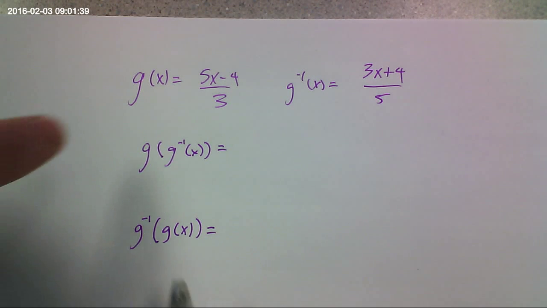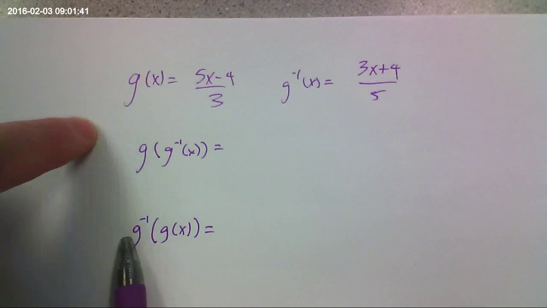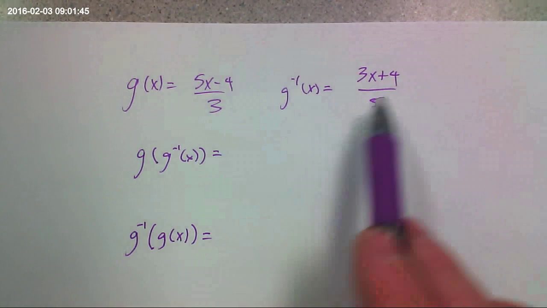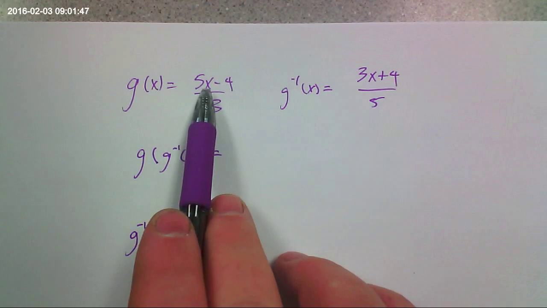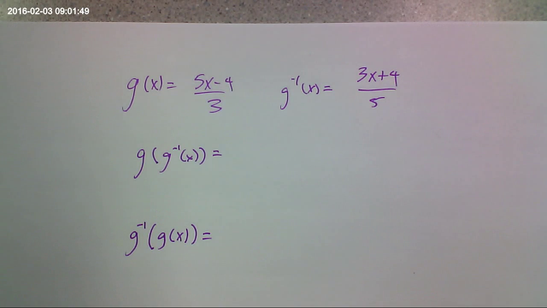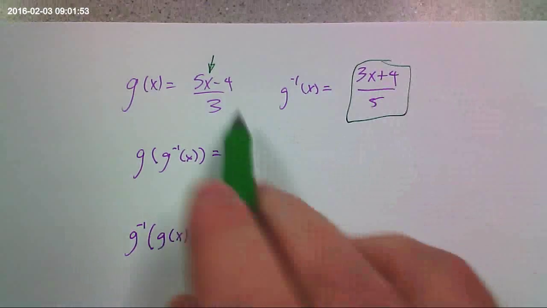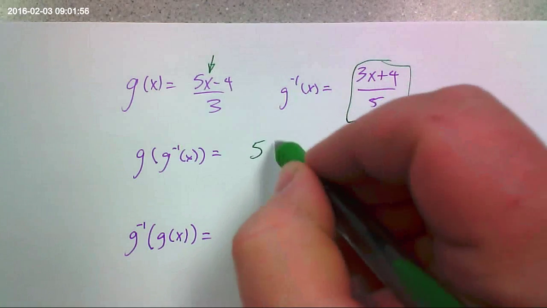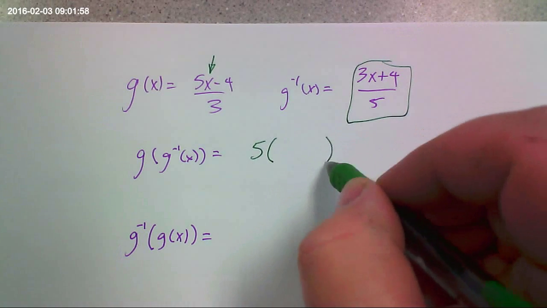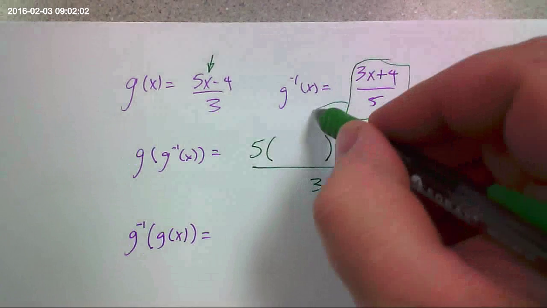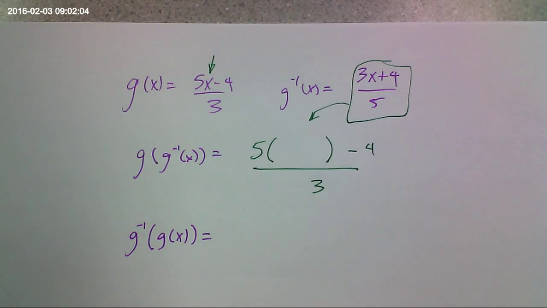Do you guys understand the difference between these two? So on this one, you're taking this function and plugging it in for x right here. So you're going to take this entire function right here and plug it in for x. So it's going to be like 5 parentheses, right? Minus 4 divided by 3. And you're going to take that and plug it in right there. You see what I mean? Hector, we're good?